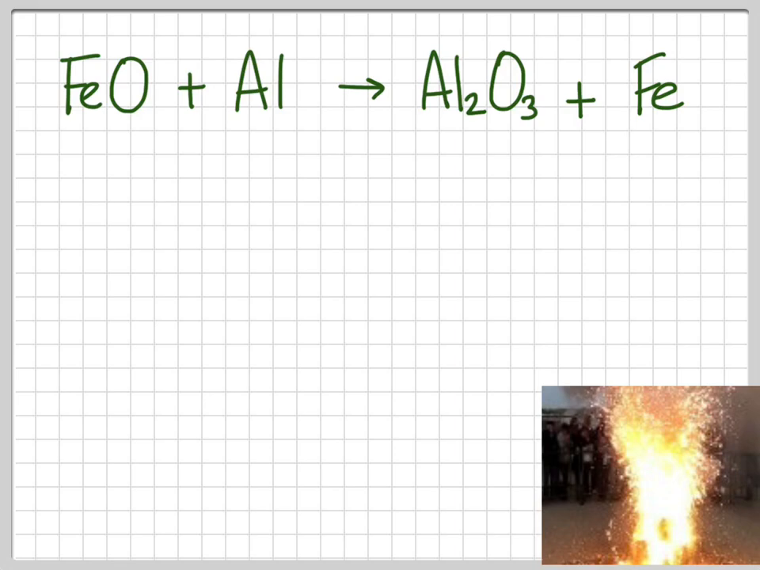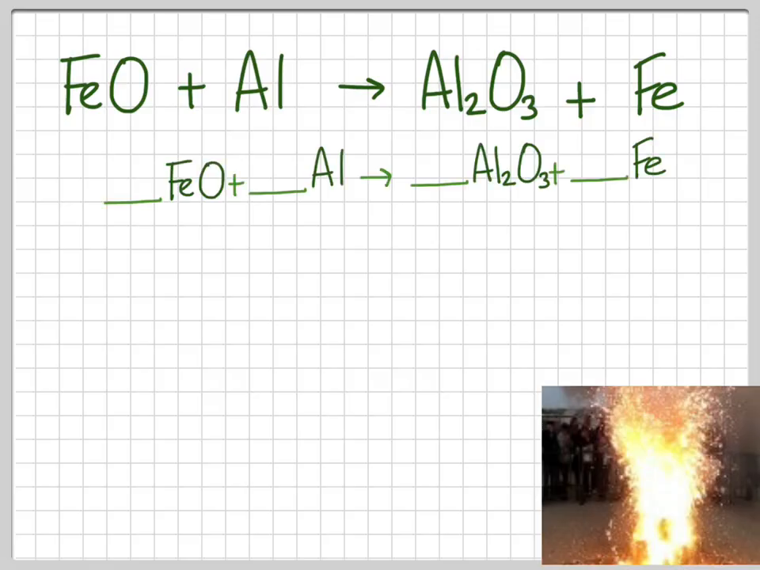This is actually how they welded the rails on the Transcontinental Railroad. Really cool stuff. More about that later. So we've got iron oxide plus aluminum yields aluminum oxide plus iron. What do we need to do first? Rewrite it. So we've rewritten it.